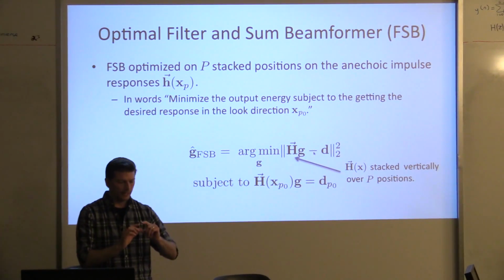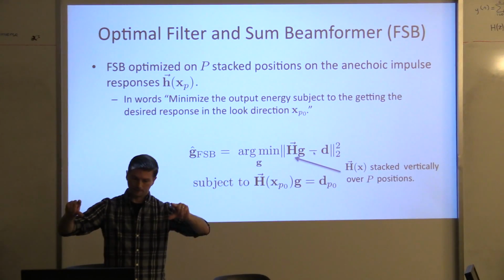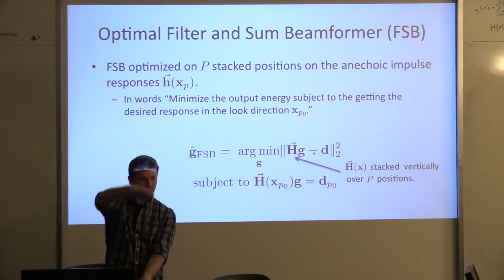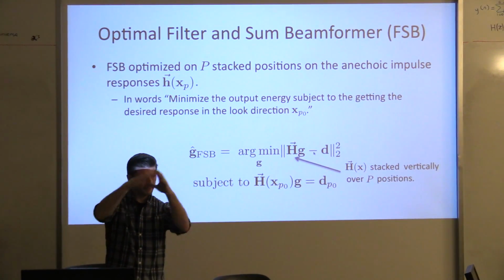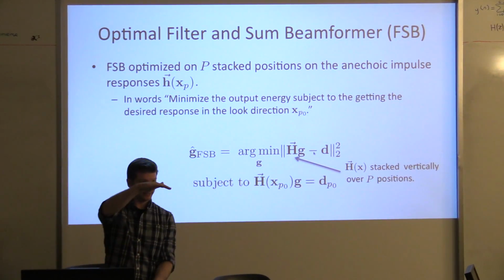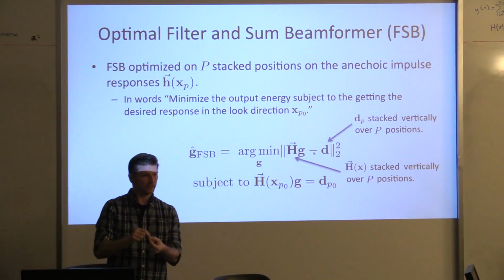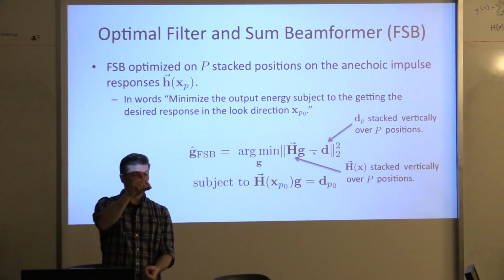So H, in the previous case, had been stacked over all microphones in the horizontal direction. Now we stack over P positions in the vertical direction, so we have a much bigger convolution matrix. So G stays the same size, but the H gets a bit longer. Similarly, we now stack the desired response over P positions.